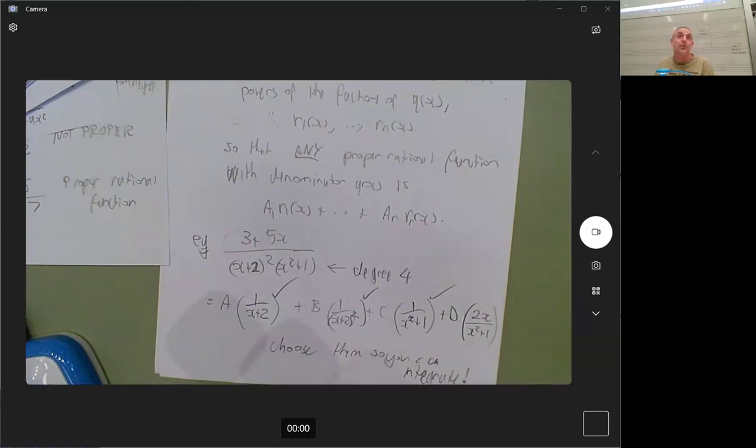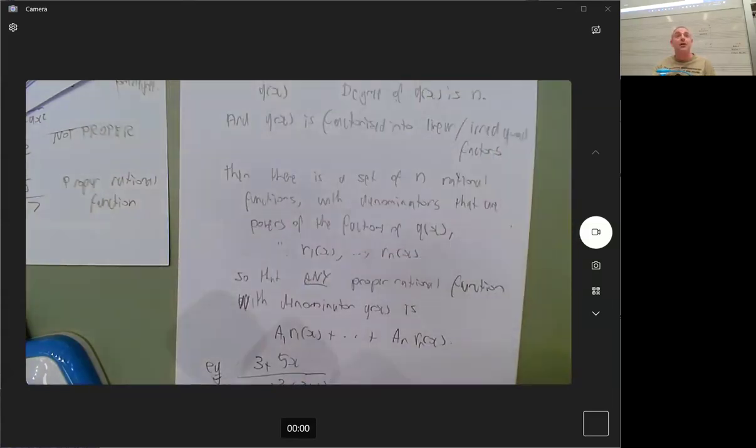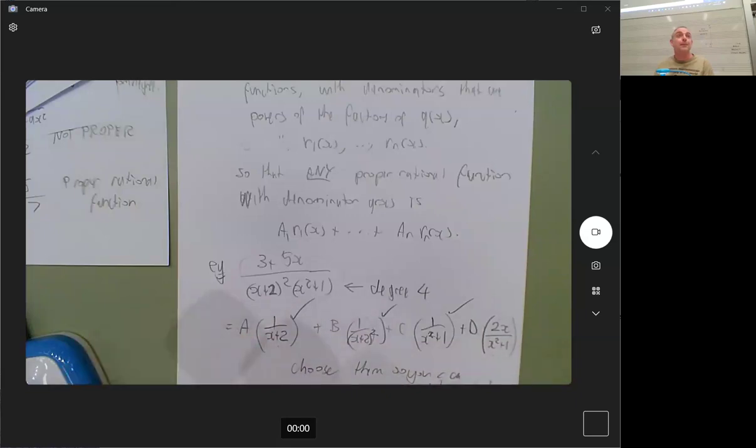Because I can put whatever I want on the top. The theorem doesn't say what the tops are, it just says what the bottoms are. So I choose to put the derivative of the bottom on the top. And then I do know how to integrate it, because if I do u equals x squared plus 1, then du will be 2x dx, and the 2x will disappear. Isn't that cool?